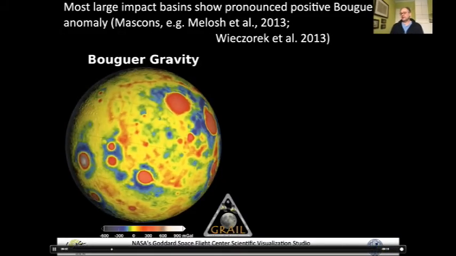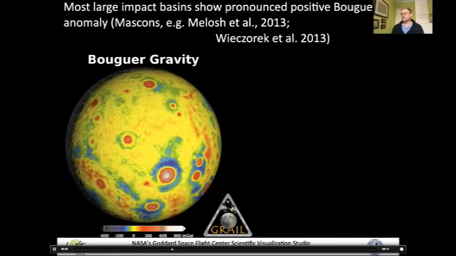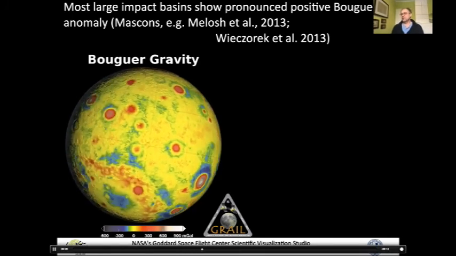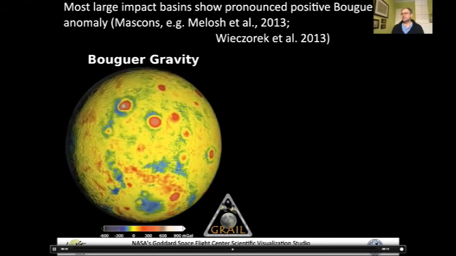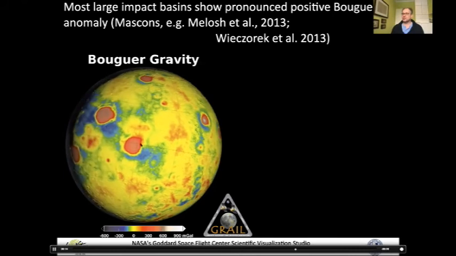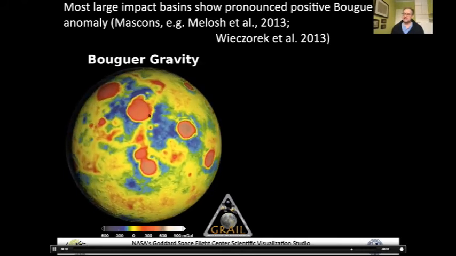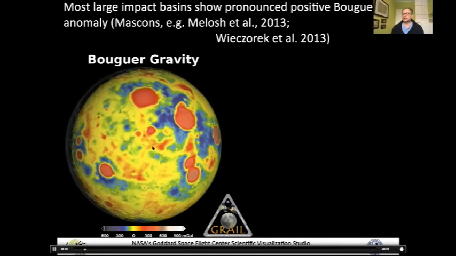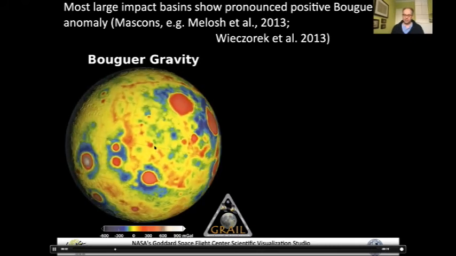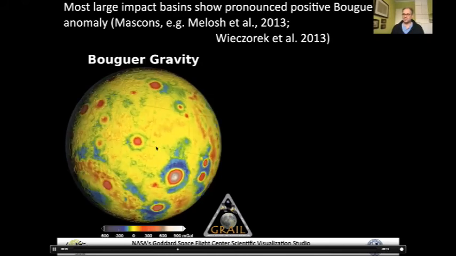I don't know whether you've seen pictures like this before. This is based on work from Mark Wieczorek showing the Bouguer gravity anomaly of the moon. And you see the big basin structures, these so-called mascons, or mass concentrations. That nicely shows where the basins are actually located.